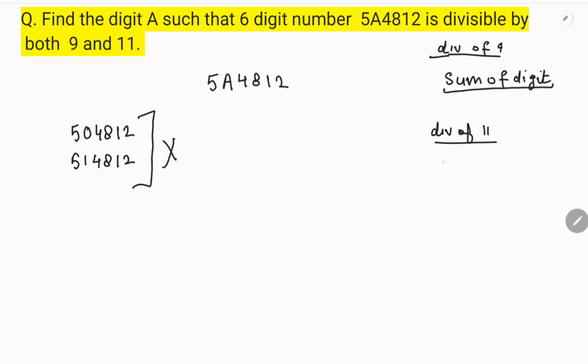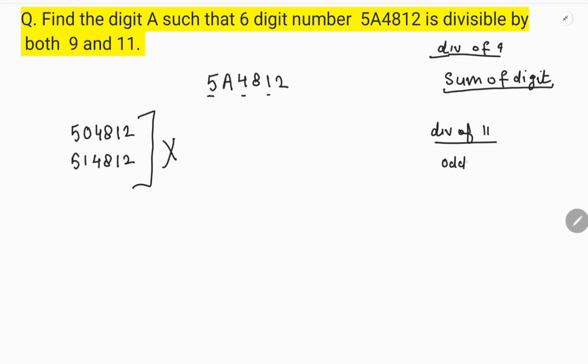We first find the sum of the odd positions. Whatever is on an odd position, we add those numbers, like 5 is on an odd position, 4 is on an odd position, 1 is on an odd position. Always count from the front, not from the back. Okay, first position, third position, fifth position.